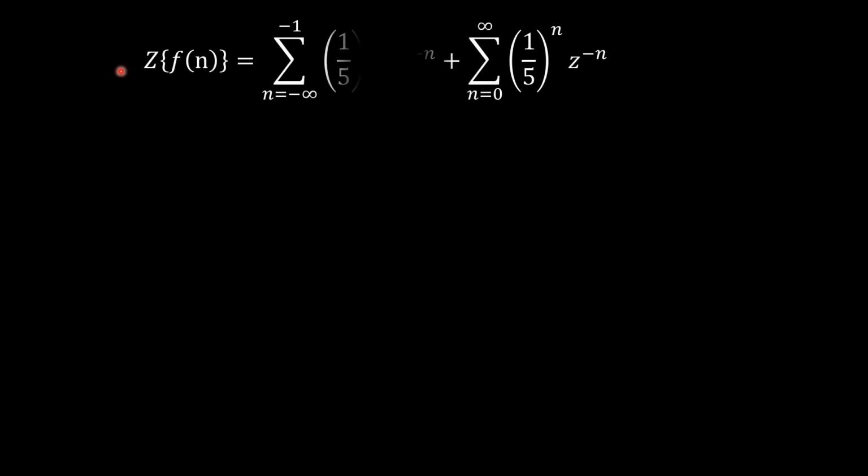Depending upon values of n, we will split the summation as follows. So Z transform of f of n is equal to summation n runs from minus infinity to minus 1, and in that f of n will be (1/5)^(-n) z^(-n), plus summation n runs from 0 to infinity, and in this interval f of n is (1/5)^n z^(-n).